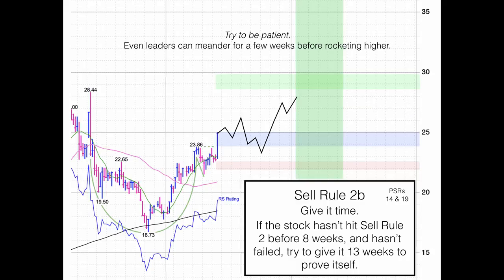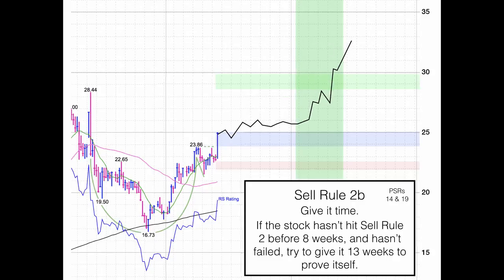Try to be patient. Even leaders, the best of the stocks, can meander for a few weeks before rocketing higher. You're hoping you get something like this. Okay? Be patient with some of these. They're not all going to go to 25% in 8 weeks.